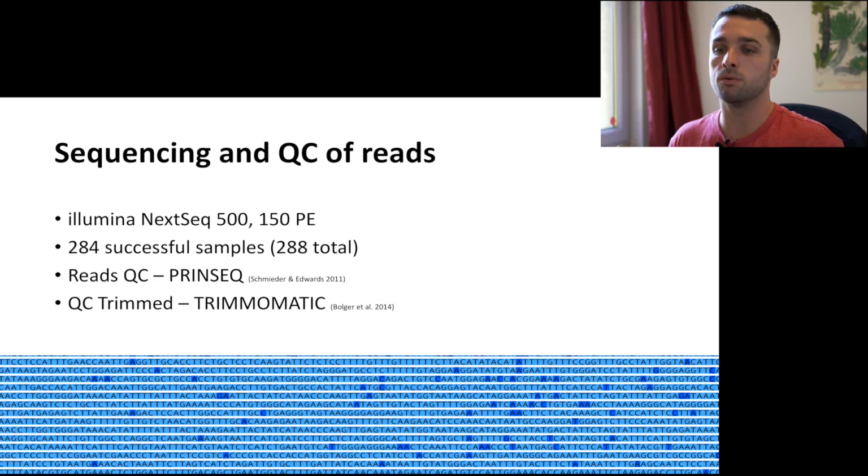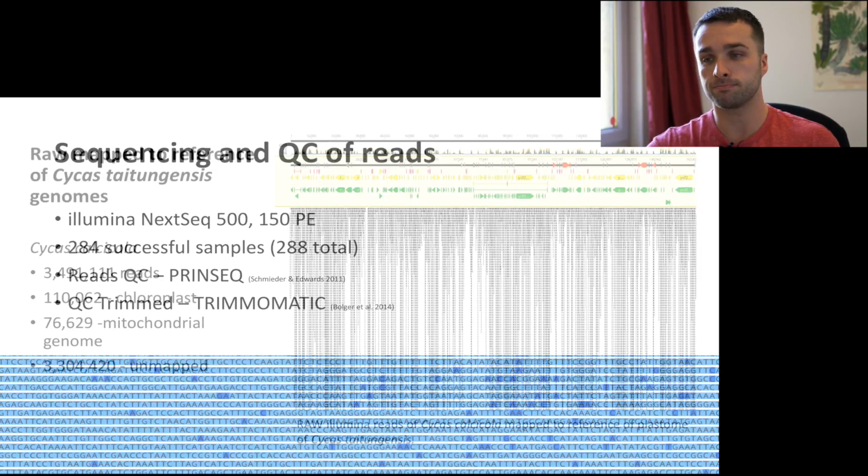In total, we sent 288 samples off. This is not just calcicola. And we had 284 successful samples from sequencing, which is pretty effective, really. From the actual reads themselves, we first used PRINSEQ to quality check the reads and see where we have a fall off in quality, because we found that some of the first few bases were a bit lower quality and the end bases were lower quality as well. Then we used Trimmomatic to trim off these reads, perform a sliding window, and remove reads of less than 50 base pairs in length, so we could continue.